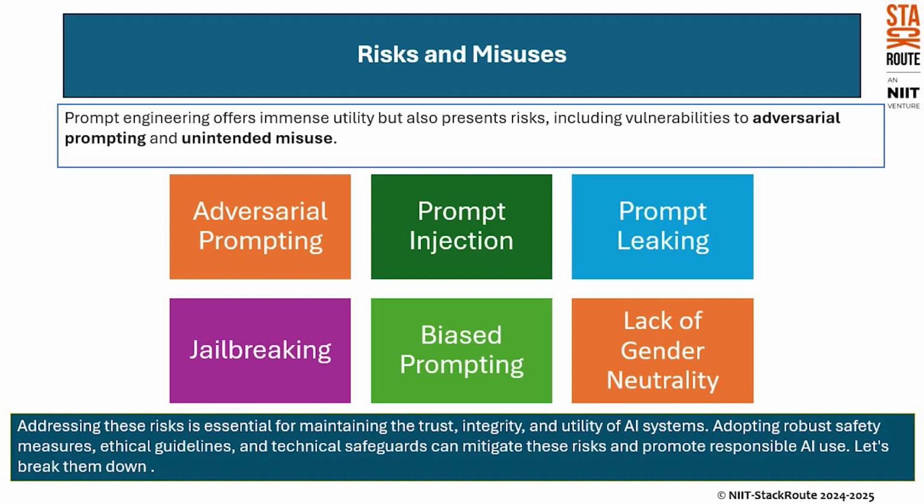It starts with adopting robust safety measures, such as monitoring prompts for harmful patterns and implementing stronger guardrails in AI systems. Developing and following ethical guidelines ensures fairness, inclusivity, and a commitment to transparency. And using technical safeguards, like bias detection tools and privacy protection, can help mitigate vulnerabilities like leaking sensitive data or amplifying bias. By taking these steps, we can promote the responsible and trustworthy use of AI, unlocking its immense utility while keeping risks in check.